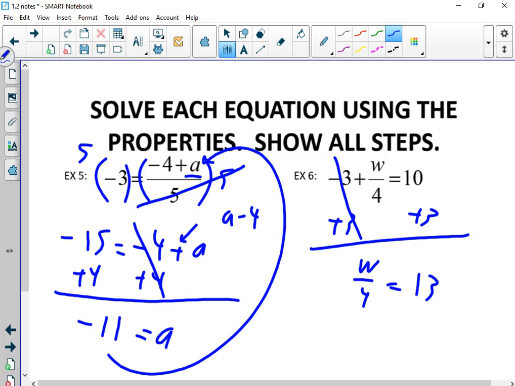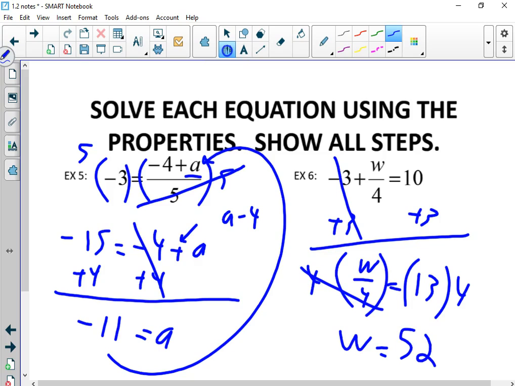Now, how do I undo division? I multiply by 4. And again, we're not multiplying by 13, we're not dividing by 13. Ask yourself, where is my variable? Boom! It's W. What's happening to it? It's being divided by 4. 4's cancel, giving me 13 times 2 is 26, times 2 is 52. And if I take 10 seconds and plug that back in, 52 divided by 4 is 13, minus 3 is 10. Check.